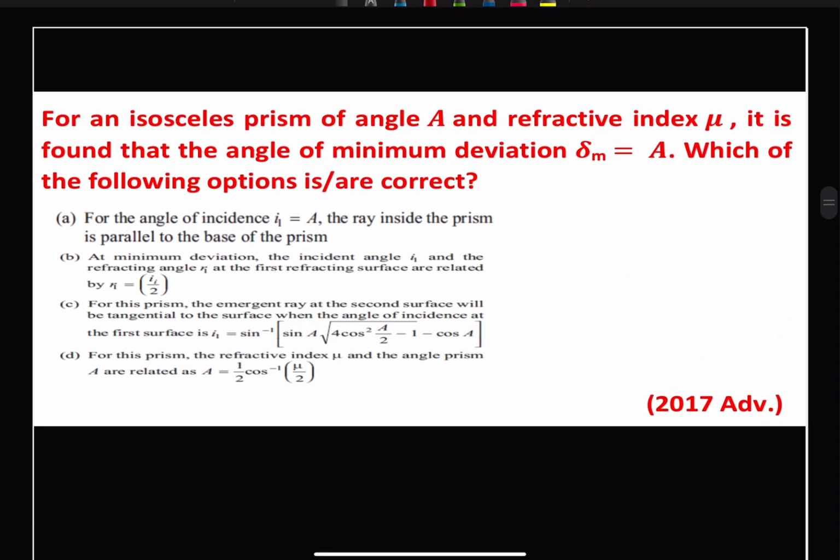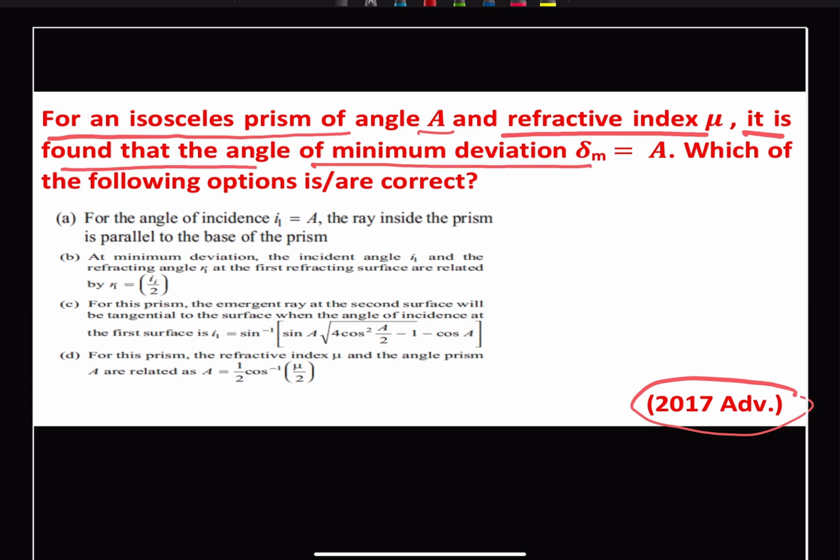It was asked in the year 2017 Advanced, and it states that for an isosceles prism of angle A and refractive index mu, it is found that the angle of minimum deviation delta m is equal to A. Which of the following options is or are correct? So we are given that the angle of prism is A, and that is equal to the minimum deviation. We can just draw an approximate figure for that.